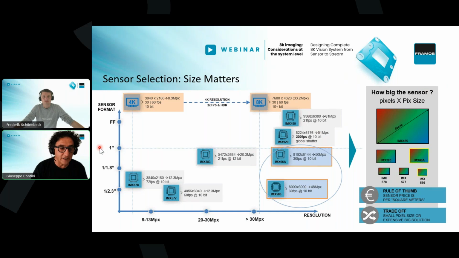So in this range, below 1 inch, you have some interesting sensors. For example, I selected 2 of those: IMX 06A and 586. So it's 8,000, 48 megapixel, or 8,000 again, 50 megapixel, a bit wider at 30 frames per second. And here you see the physical size compared to the full format image sensor. You also have the 283, but in general, you have to deal with the size of the sensor and the cost.